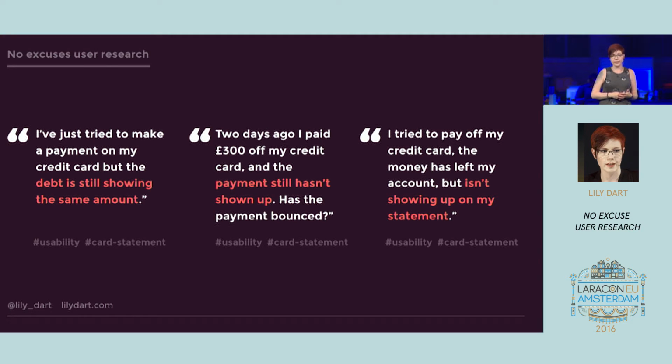Now, it's fairly easy to work out that there is a consistent issue here because the user need is fundamentally the same. People want to make a payment, and as far as they can see from the interface, that payment hasn't happened. The debt is still showing the same amount, the payment hasn't shown up, it isn't showing up on my statement. So even though we've gone through the process here of establishing that there are no bugs, that these payments have gone through, but there's something in the interface that is causing users to believe that there is a bug or an error here.